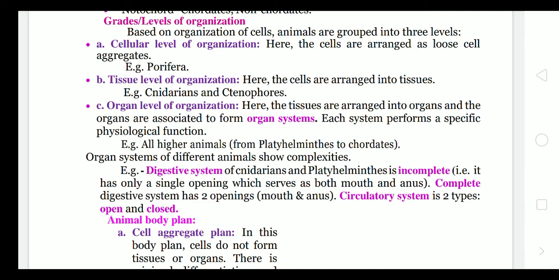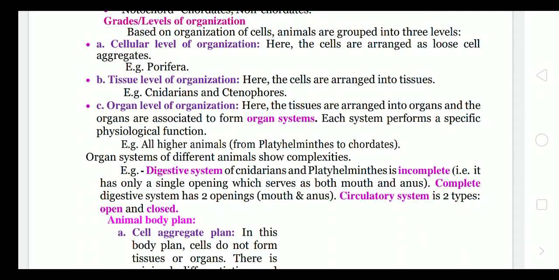In the organ level of organization, tissues unite and form an organ, and these organs perform functions for the whole body which is now formed. Then there are organ systems, which perform a definite, specific, separate physiological function. For example, all higher organisms. Organ systems of different animals show complexities, like digestive systems. The digestive system in cnidarians is incomplete, while a complete digestive system with two openings, mouth and anus, is seen in higher animals.